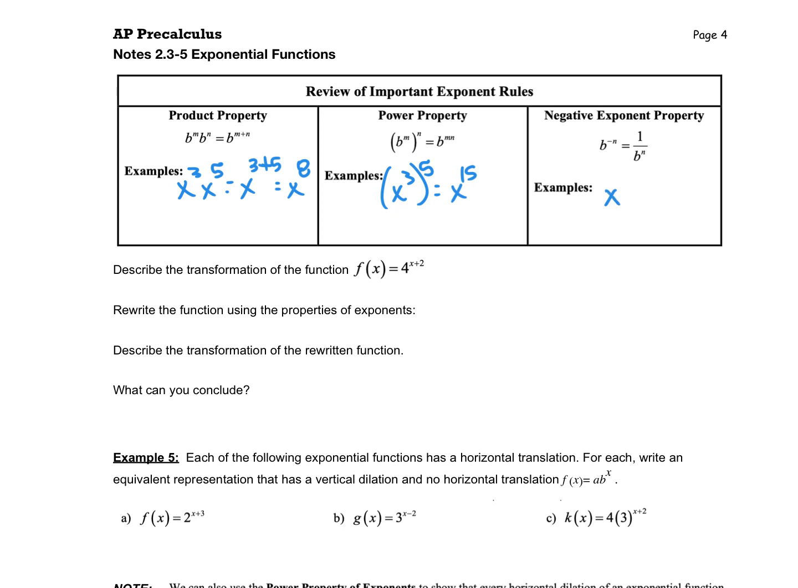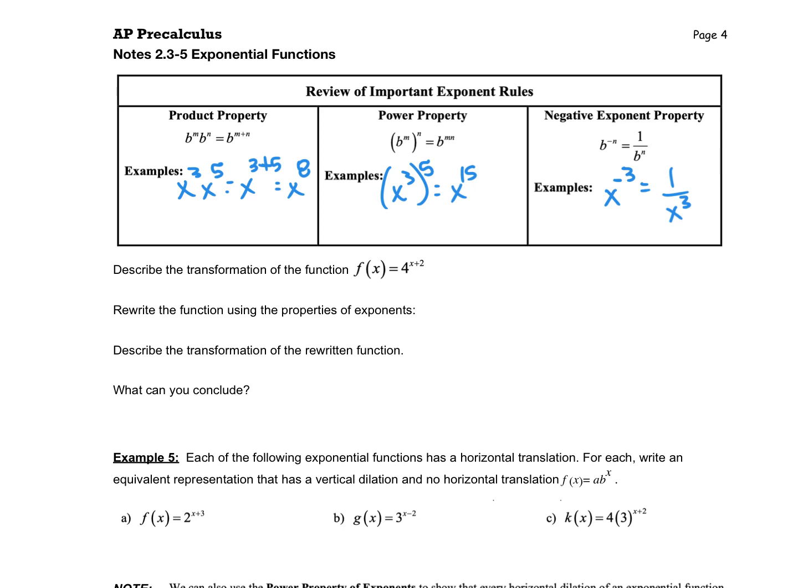And then if I have x to the negative 3, negative exponent property, it's the witness relocation program. You drop it to the denominator and you make it positive, so that it's not negative anymore.